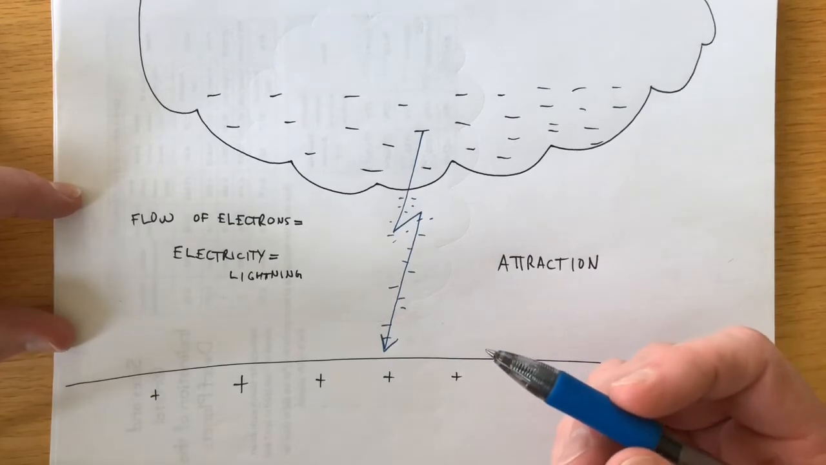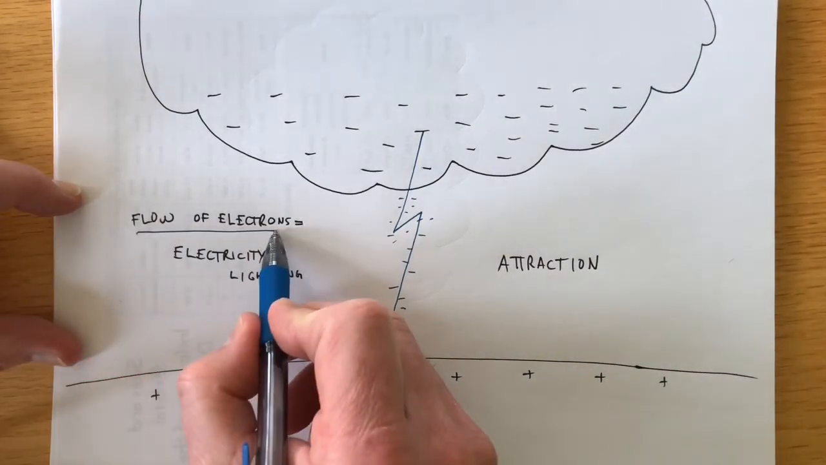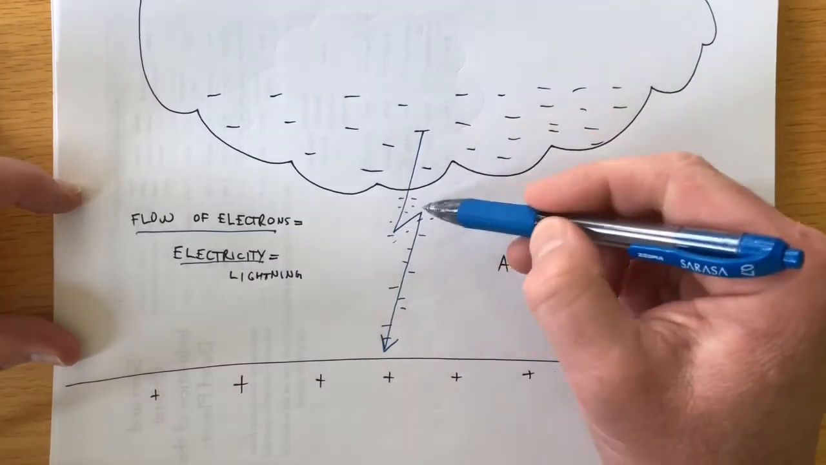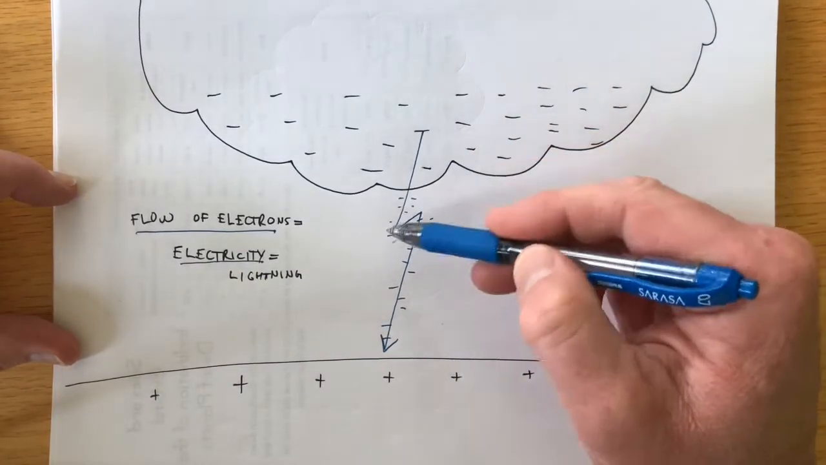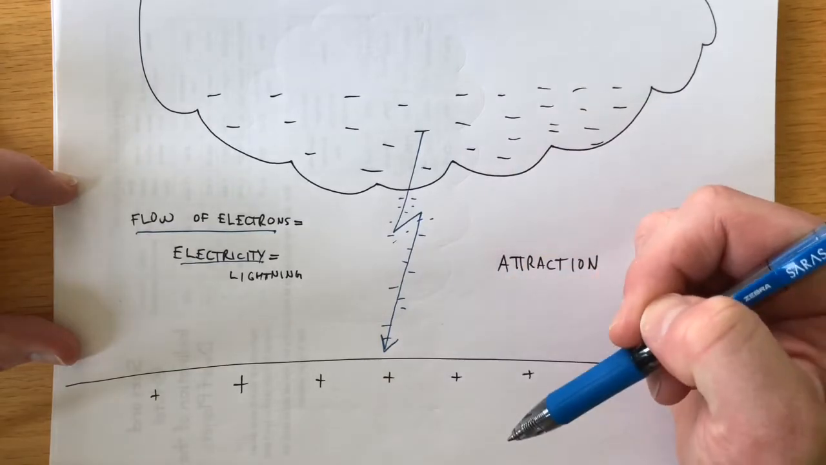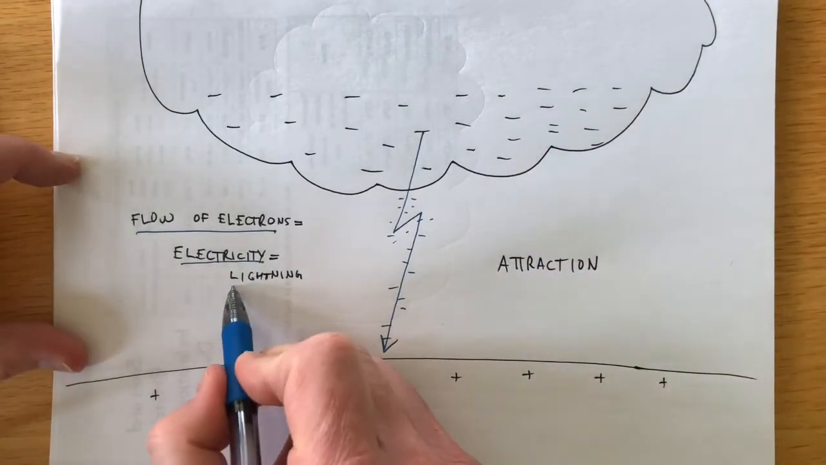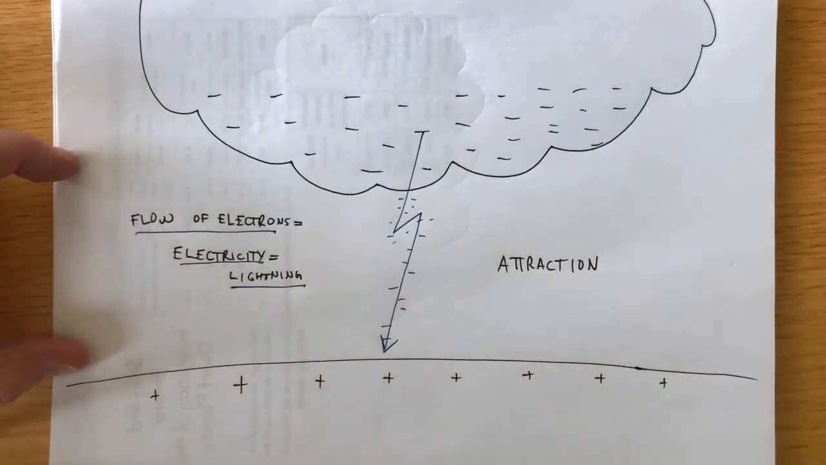Now, I don't know what you remember from physical science, but what is the flow of electrons? That's the definition of electricity. So if this is electrons moving, this is a bolt of electricity going from the cloud to the ground. Now in this case, since it's happening through the atmosphere, we have a special name for it, and we call it lightning.